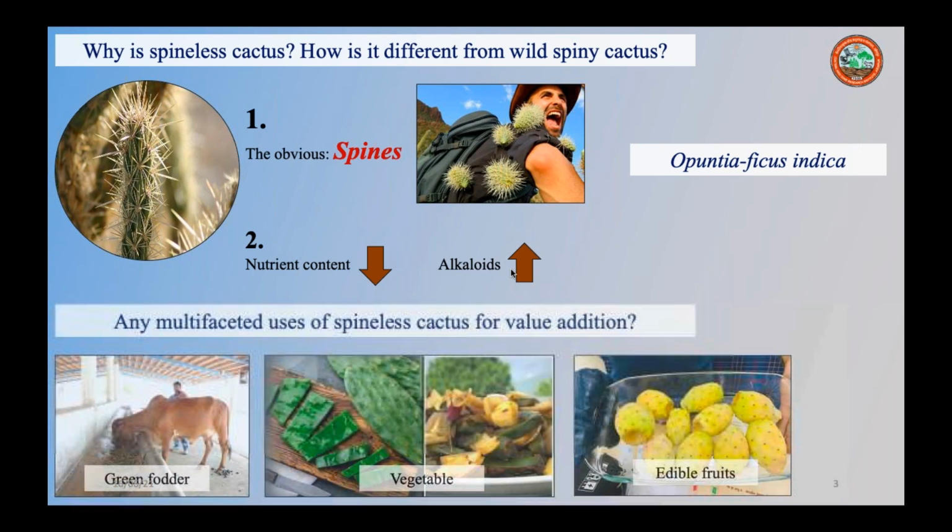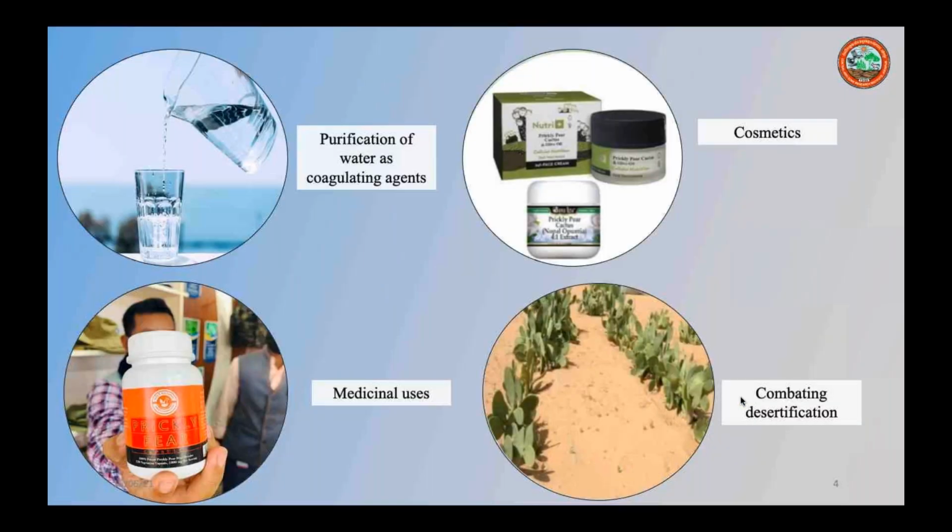How is it used for different purposes? I can say that the spineless cactus can be used as a green fodder, or as a vegetable, or as an edible fruit. Don't forget to watch Kunal Kapoor's recipe of cactus on YouTube. We have also prepared this cactus vegetable, and believe me, it's amazing. Surprisingly, this cactus powder is used for purification of water. It acts as a coagulating agent for the impurities. It can also be a medicine in treating arthritis or for immunity development, etc.